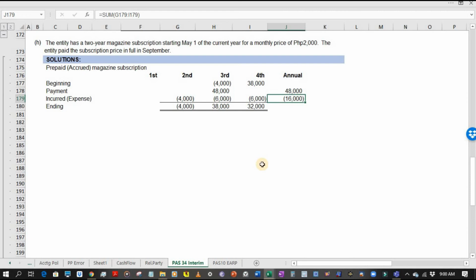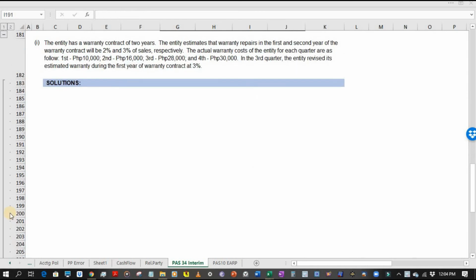And similar to the end of the fourth quarter, the balance of the prepaid subscription is 32,000 pesos. And this will appear in the annual statement of financial position. And in the annual income statement, the magazine subscription expense that will appear is 16,000 pesos. So now let us proceed to letter I.